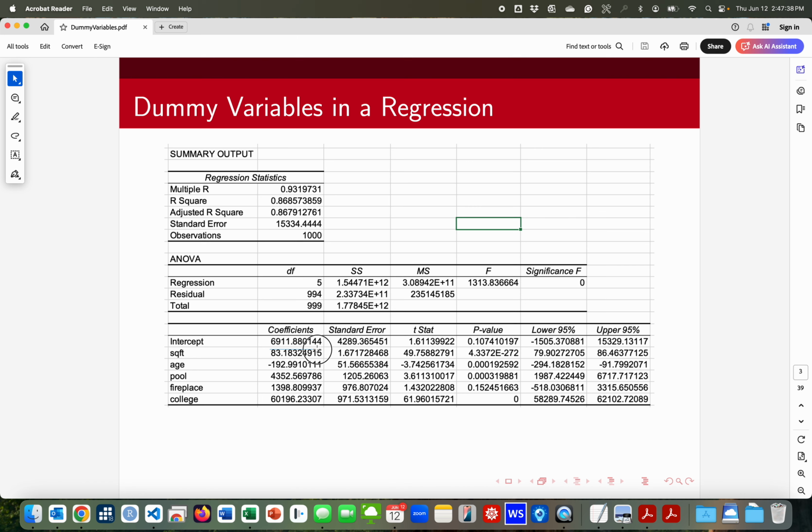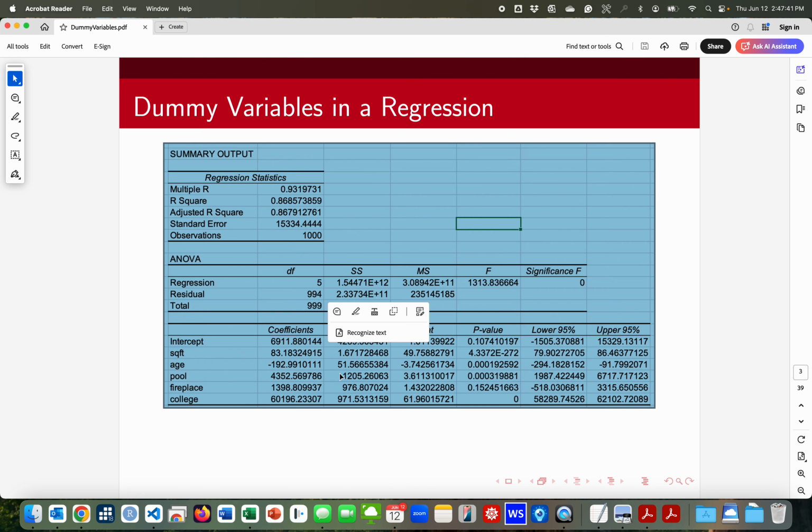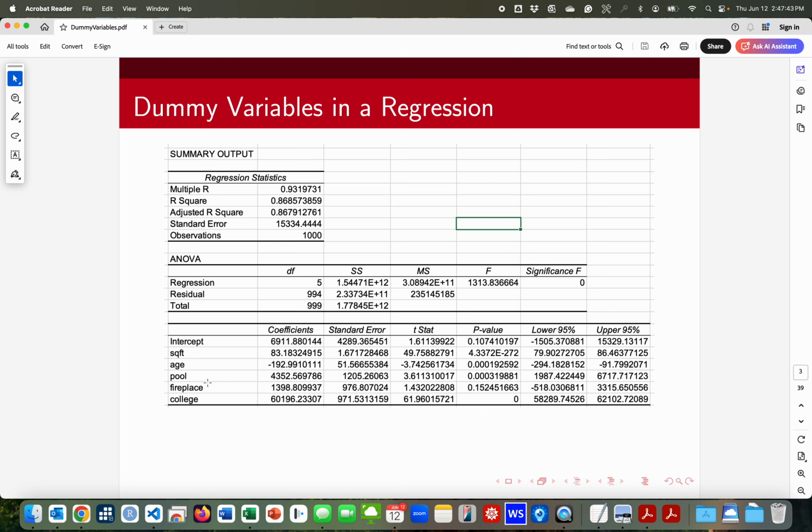So for this coefficient right here on square foot, we would say, holding the other independent variables constant, if we increase square footage by 1 unit, the sales price increases by $83.18 on average. So it's the change in the average sales price when we change the square footage by 1 unit. So change over change, think of slope. Same thing is true for age. If the home is 1 year older, we increase age by 1 year, the average sales price decreases by $192.99.